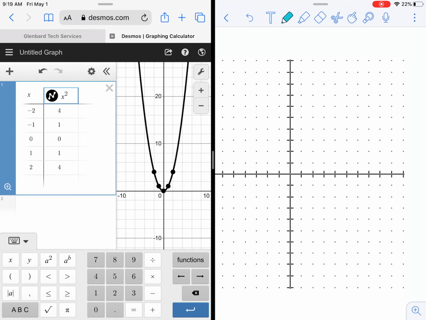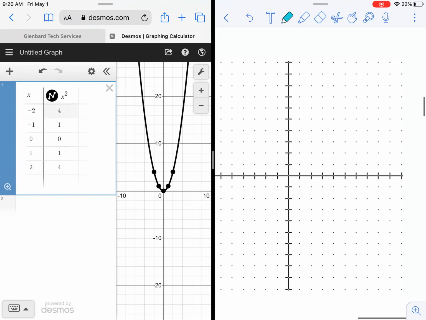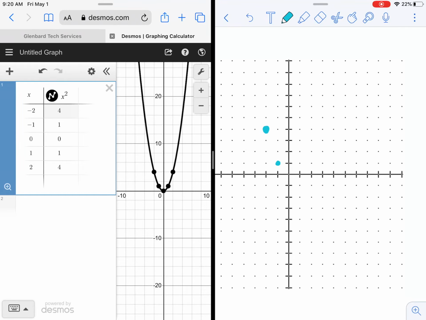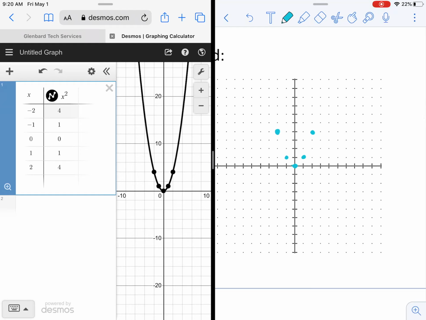So we're going to put in those x and y ordered pairs. So -2, 4. I'm going to graph that on my grid. And I do want you doing this. You don't need to pull up Desmos, but I want you starting to jot down this graph. Okay, -1, 1, 0, 0, 1, 1, and 2, 4. So that is our parent function, y equals x squared.